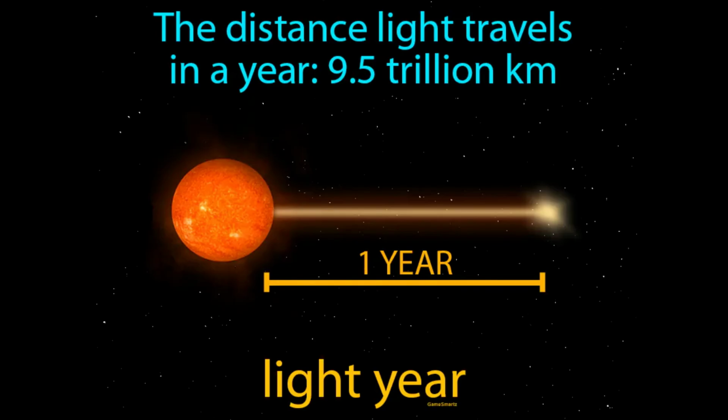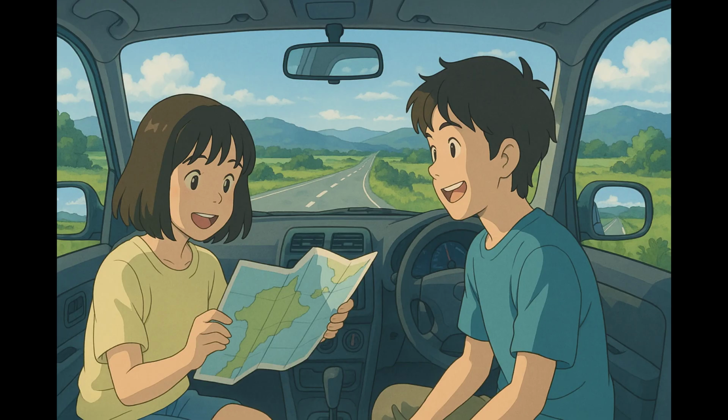The distance light travels in a year, 9.5 trillion kilometers: a light year. A light year is a unit of distance that measures how far light travels in 1 year in space. Imagine you're planning a long road trip across the country to visit family and you're trying to grasp just how far you need to travel.